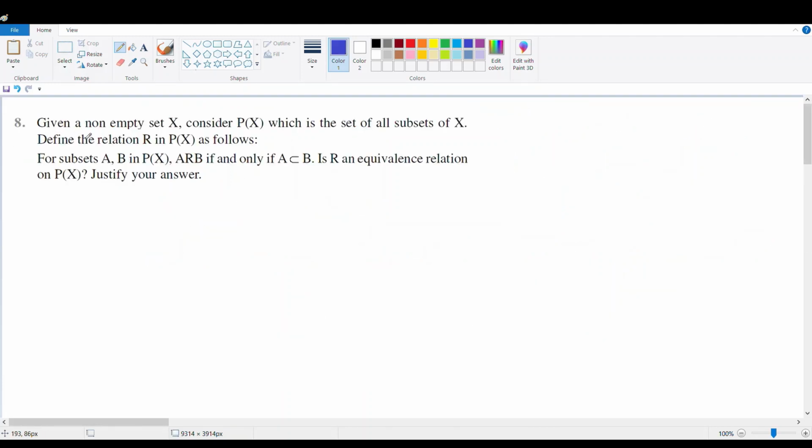Question 8. Given a non-empty set X, consider P of X, which is the set of all subsets of X. Define the relation R in P of X as follows. For subsets A, B in P of X, A R B, that means A related to B, if and only if A is a subset of B. Is R an equivalence relation on P of X? Justify your answer. So we are given P of X as like universal set or something, right? So P of X is our universal set.